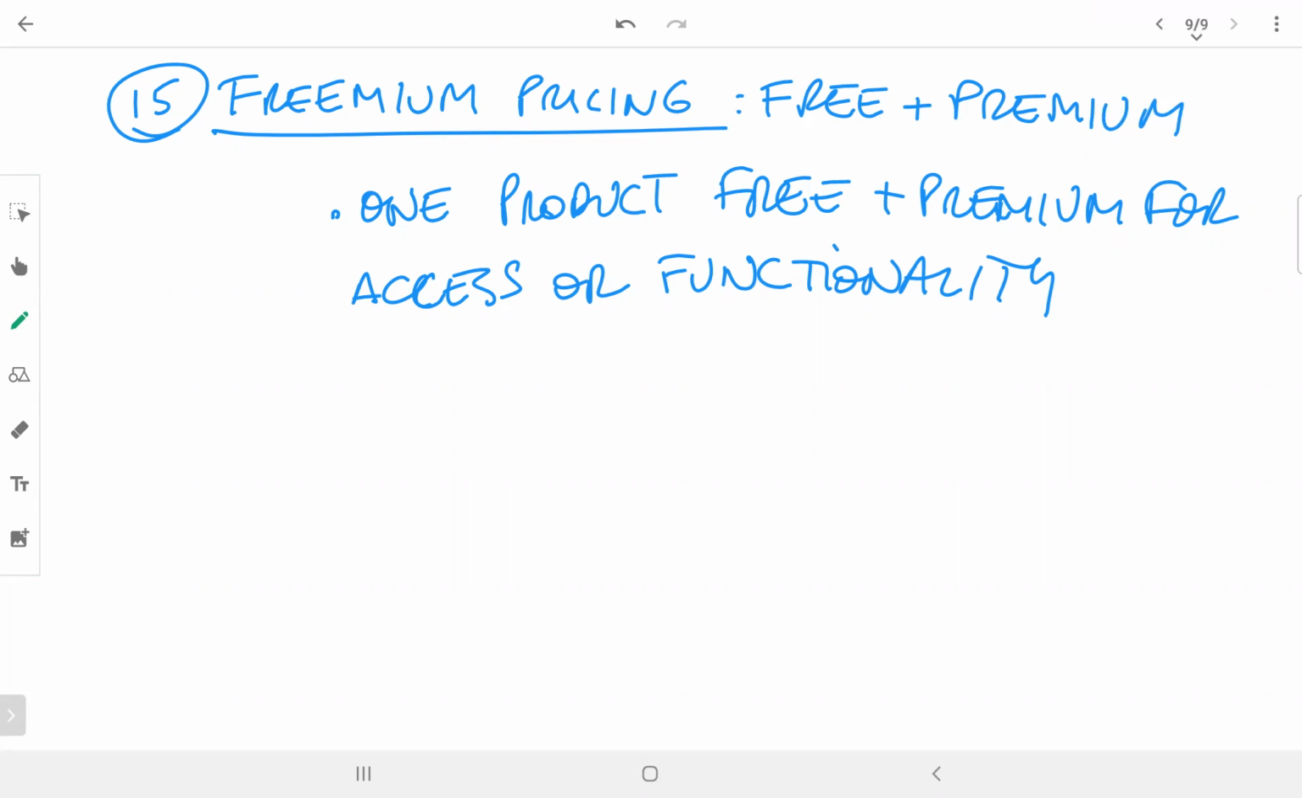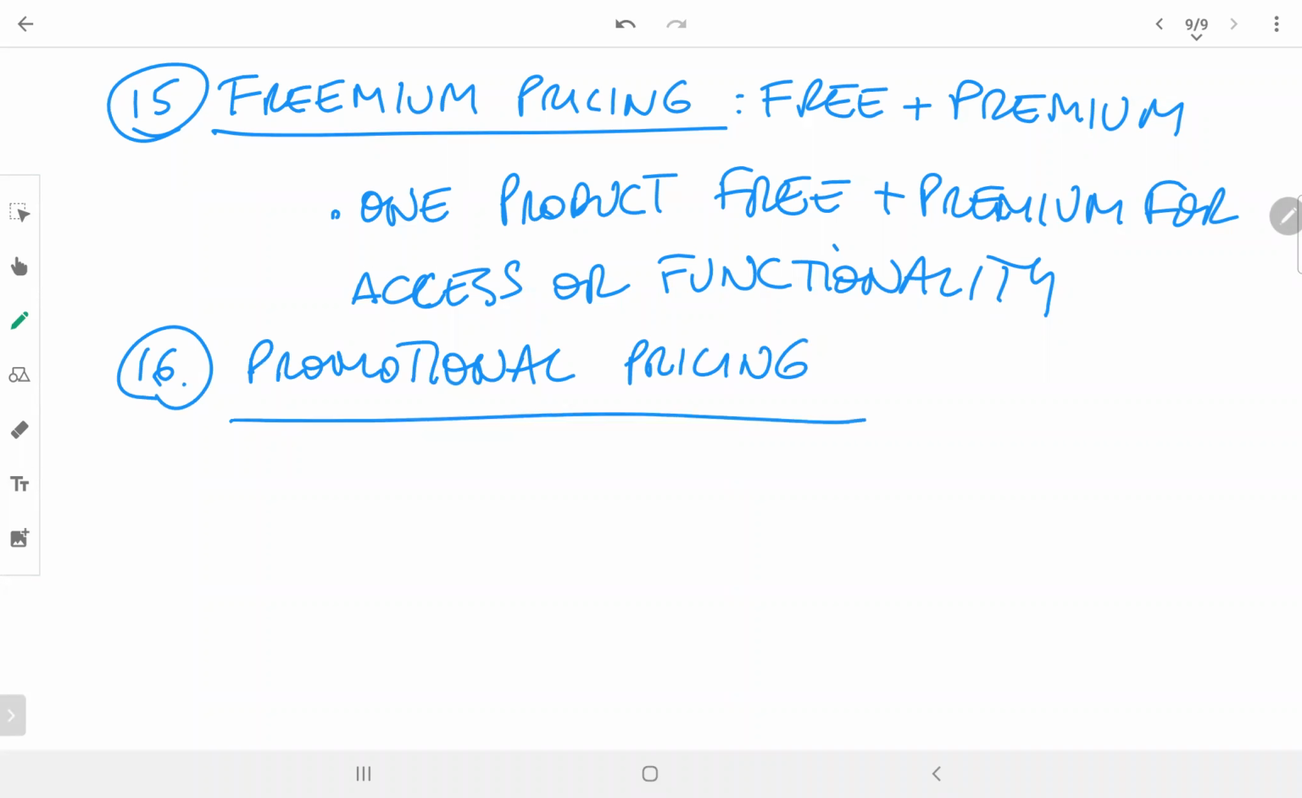Okay, now let's move to number 16. This one is easy and we love it. This is promotional pricing. And by the way, these pricing strategies are not independent from each other, okay? You can have a promotional pricing, which essentially means sales, that end in 99, because it makes total sense. And that may equal your marginal cost. And so you are combining some of these.